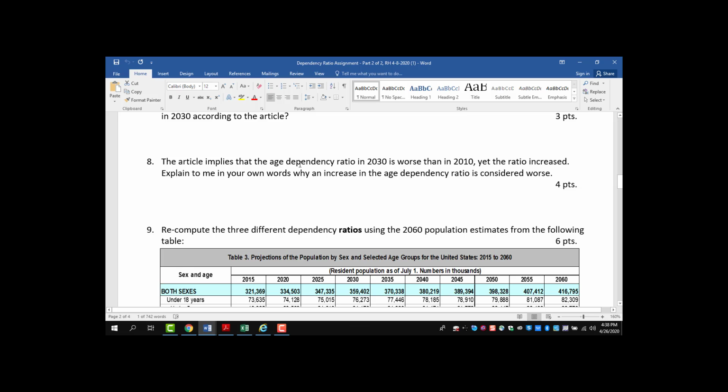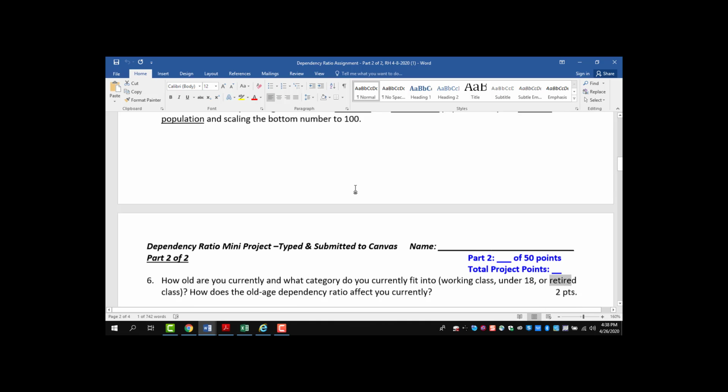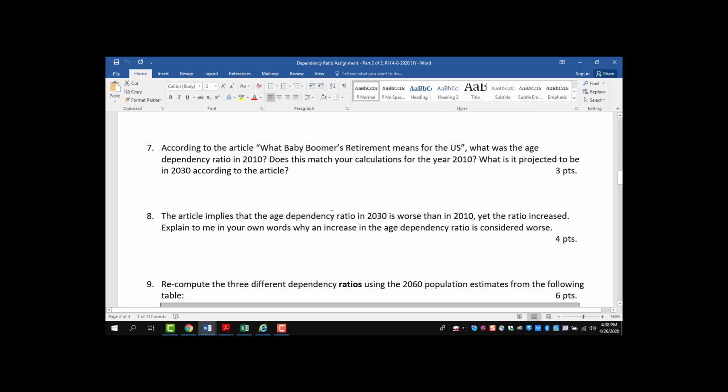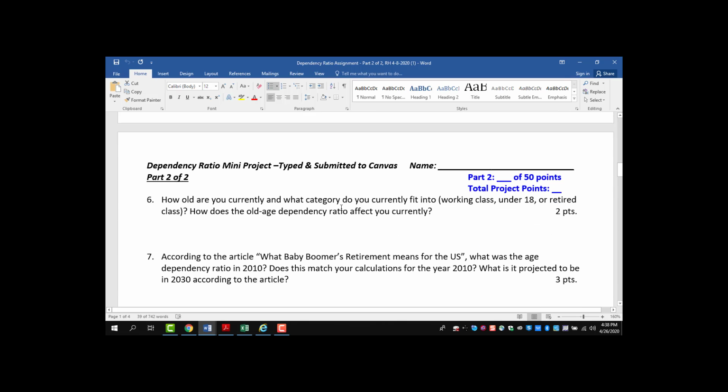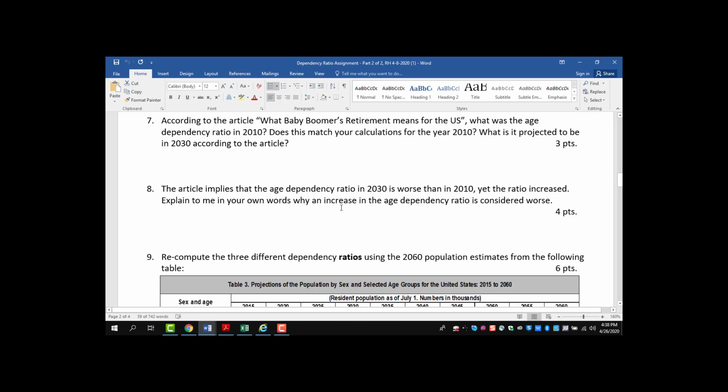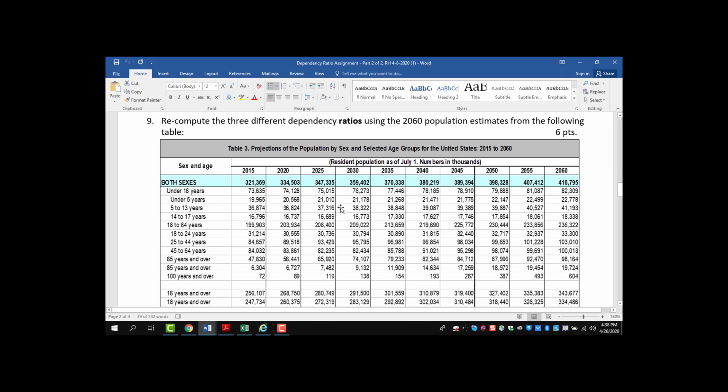The article implies old age dependency is worse, yet the ratio increased. Well, yeah, think about it. I'm talking about the age dependency, that would be a combination of both of them. Think about what a higher ratio actually means, and think about it for people working and paying taxes, and people not working and not paying taxes. So that's where you've got to think about that.